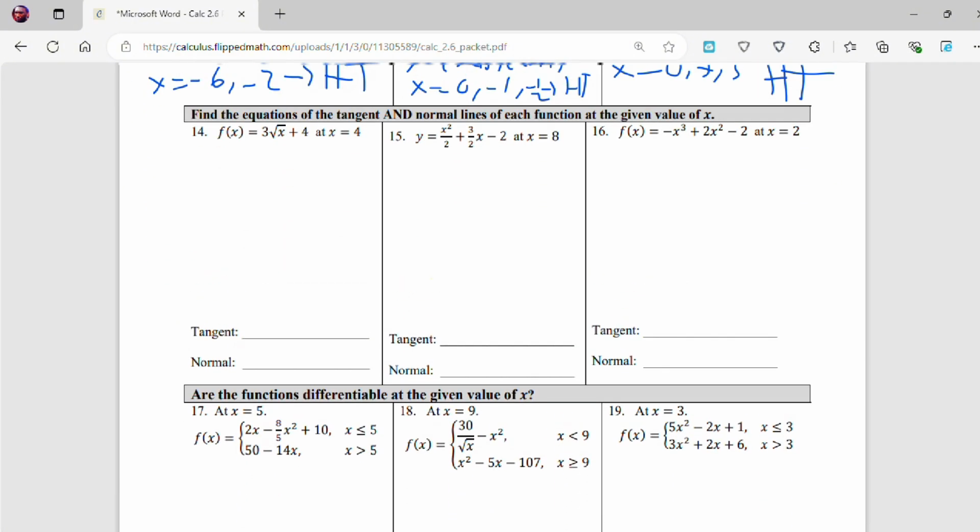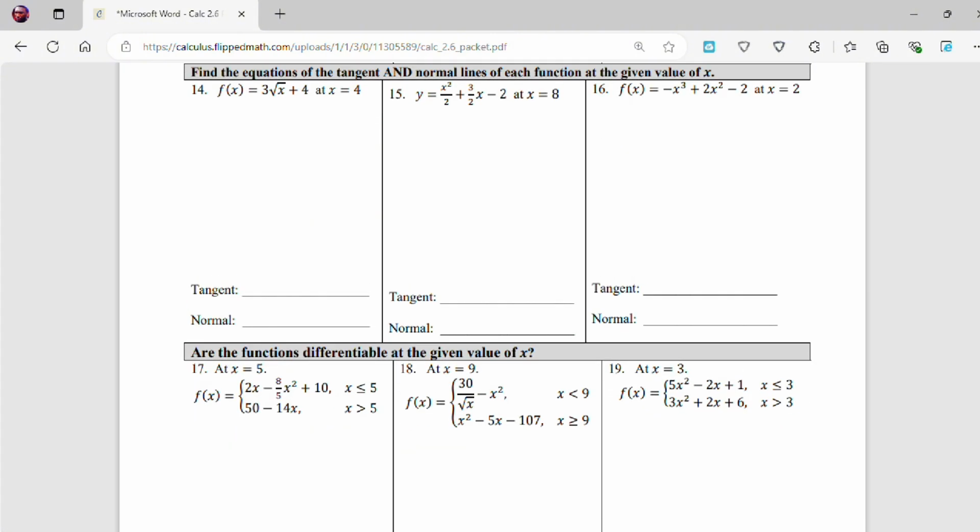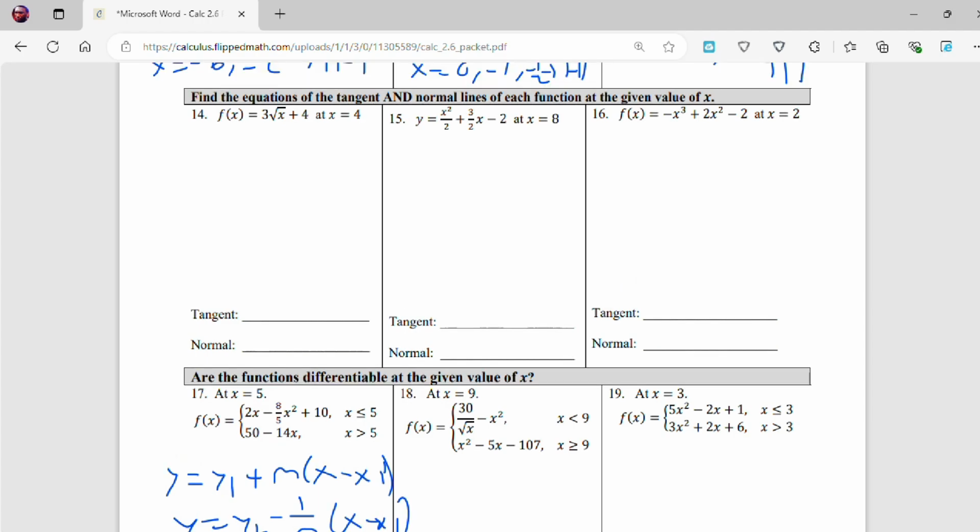Okay. Find the equations of the tangent line and the normal lines, each function. So before we went over that, the equation of a tangent line is y equals y1 plus m times x minus x1. Now the equation of a normal line uses the negative reciprocal slope, and the rest stays the same. So we need our function value.